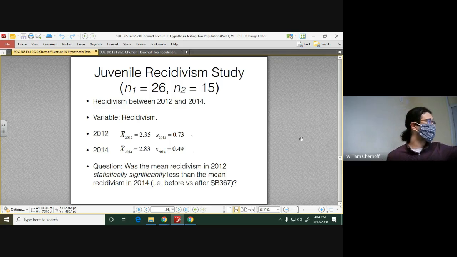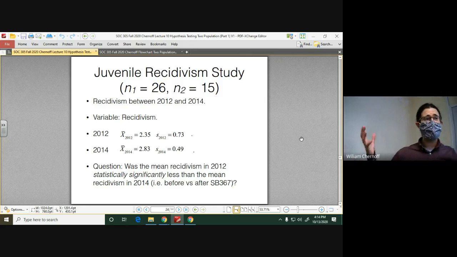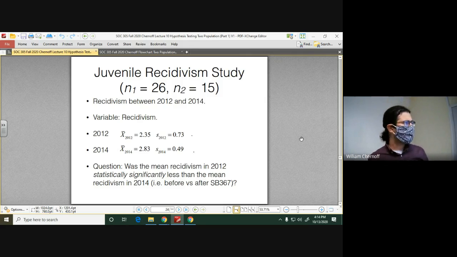So again, we might turn to this juvenile recidivism study. Here we have recidivism between, say, 2012 and maybe in this case, 2014. In the state of Kansas, where these data were collected from, there was a new bill that was passed called Senate Bill 367. Basically, what they did is they shut down all of the group homes.